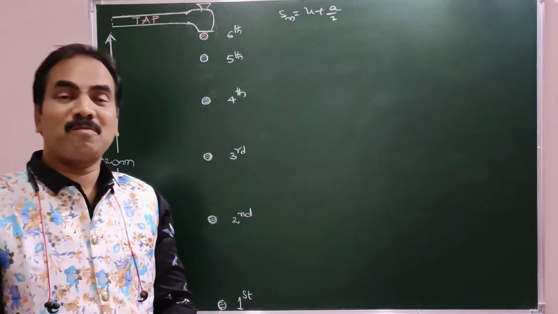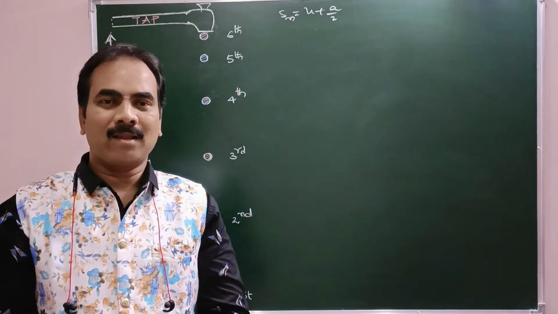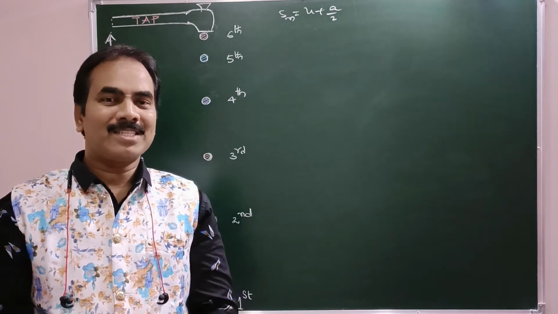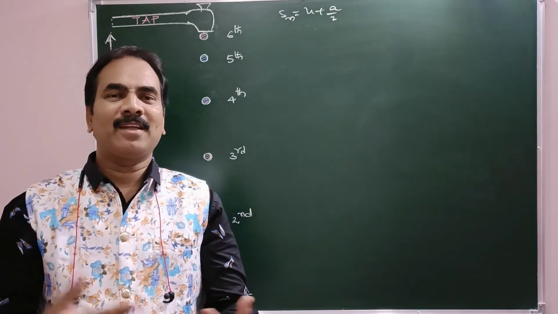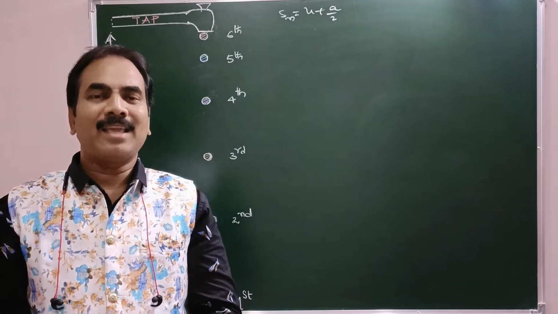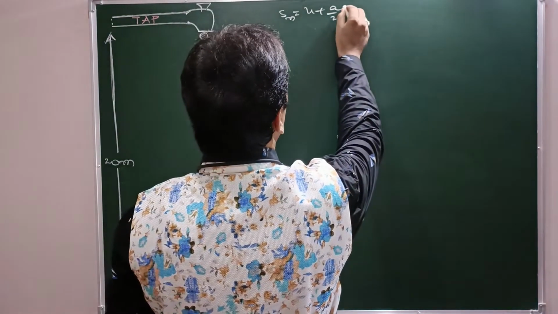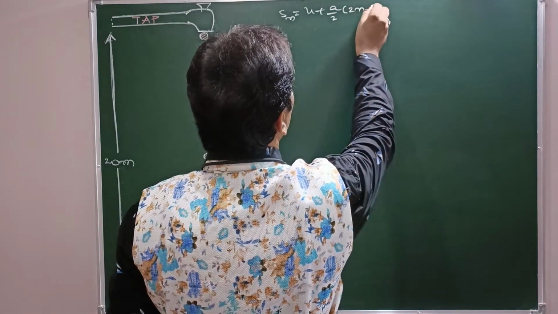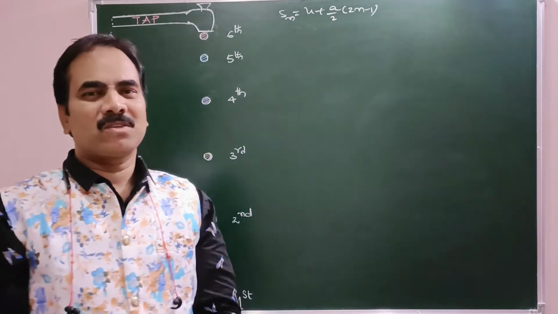How to solve this numerical? Very simple, by using one fundamental. Let's recap that fundamental. We know that the distance covered by any body which moves with uniform acceleration in the nth second is given by Sn equals u plus a by 2 into (2n minus 1).